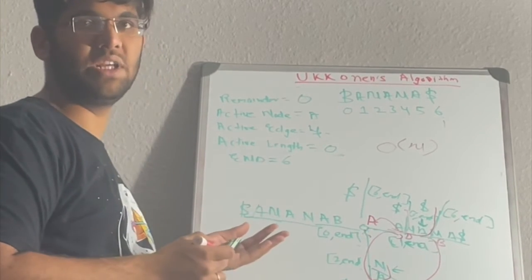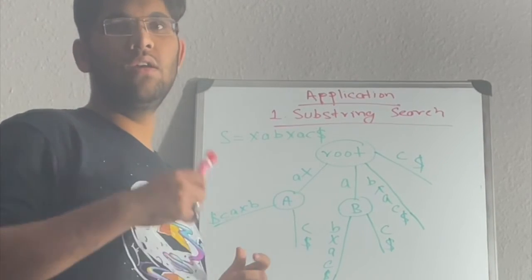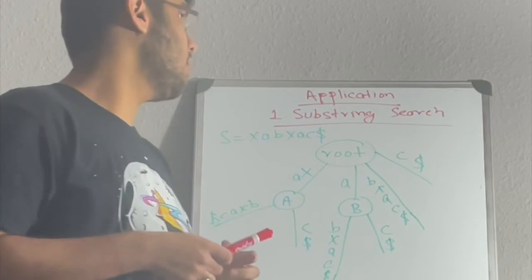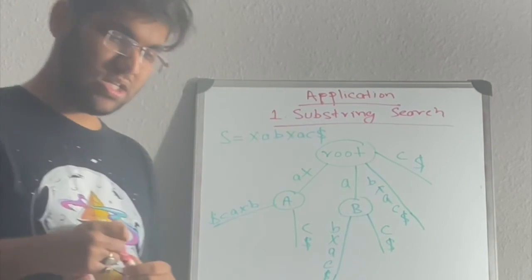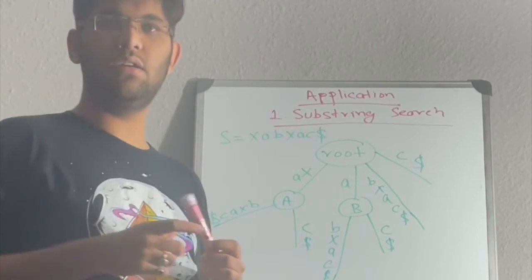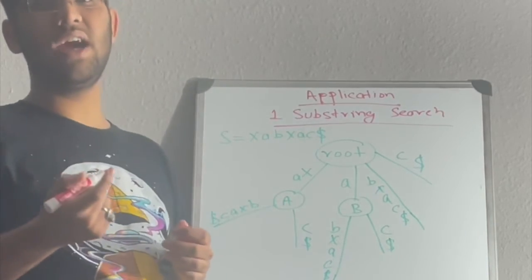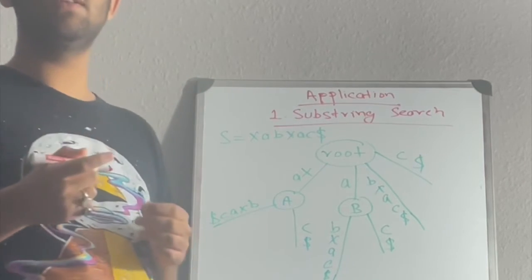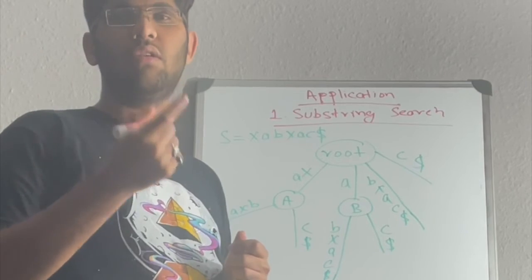Now we'll see the application of this suffix tree. So the first application is substring search. We'll be given a string and a substring for it, and we need to return a boolean value, true or false, whether the substring is in the given string or not.